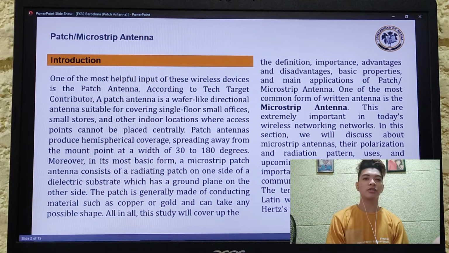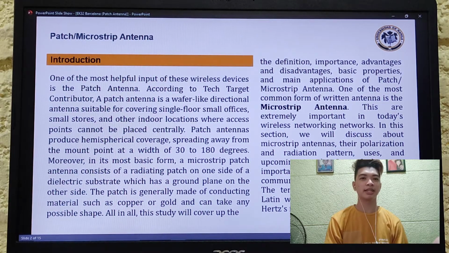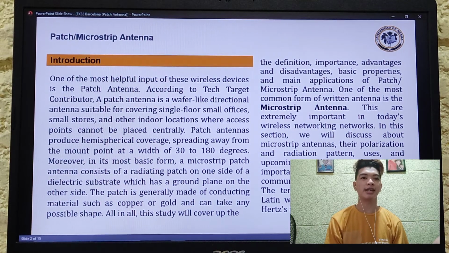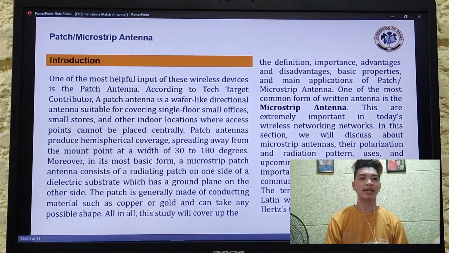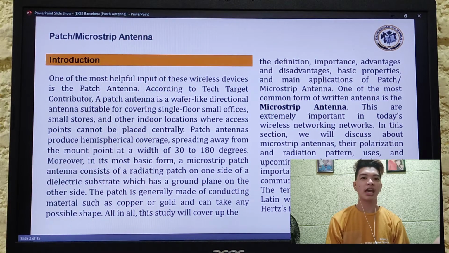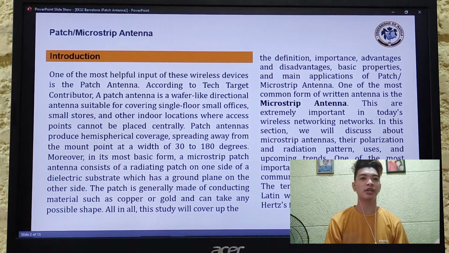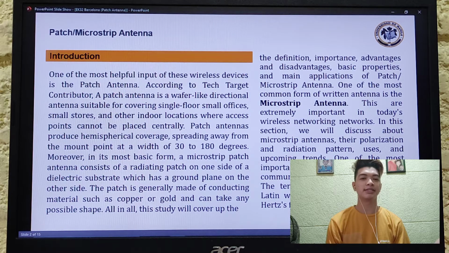On introduction, one of the most helpful inputs of these wireless devices is the patch antenna. According to the TechTarget contributor, a patch antenna is a wafer-like directional antenna suitable for covering single-floor small spaces, small offices, small stores, and other indoor locations where access points cannot be placed centrally. Patch antennas produce hemispherical coverage spreading away from the mount point at a width of 30 to 180 degrees.